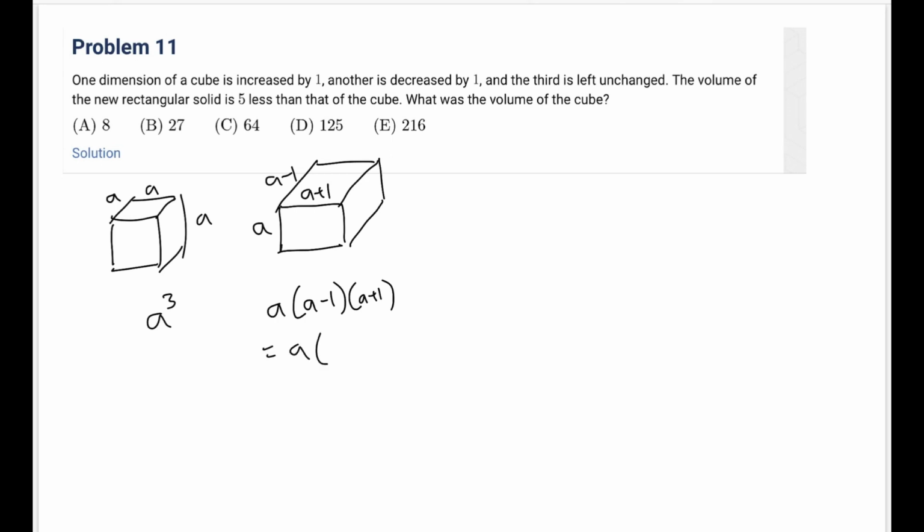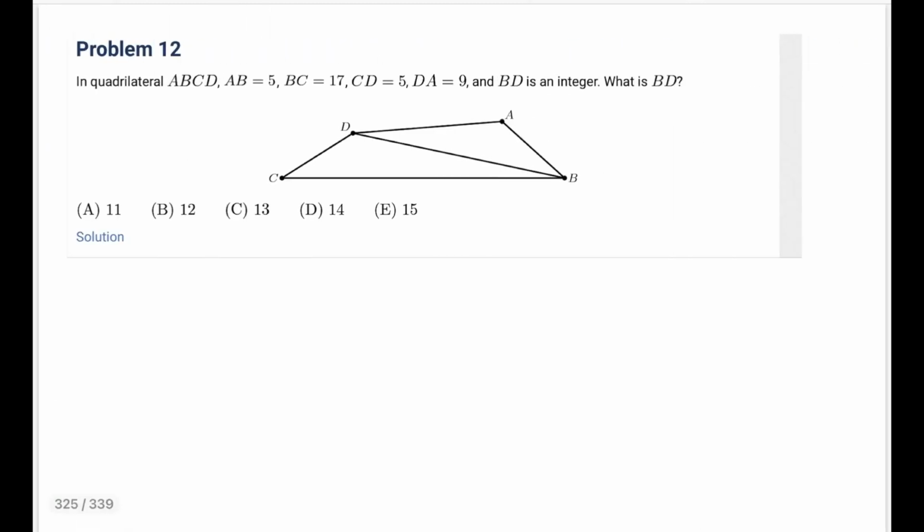But we know that this is A times A squared minus 1, right? So this is A cubed minus A, and then this is 5 less than that of the cube, right? So the cube was A cubed, this was A cubed, and the 5 less than that, so minus 5. Here we can see that 5 equals A. So what was the volume of the cube? This equals 5 squared, since A equals 5. So this is 125. The answer is D.